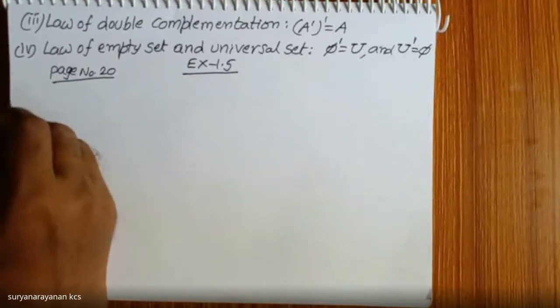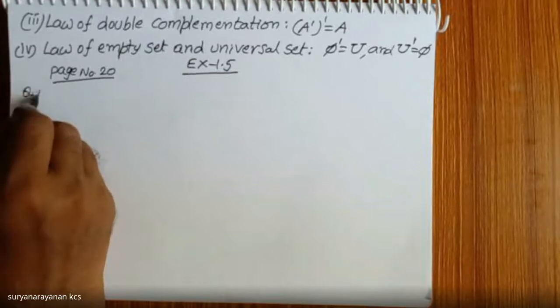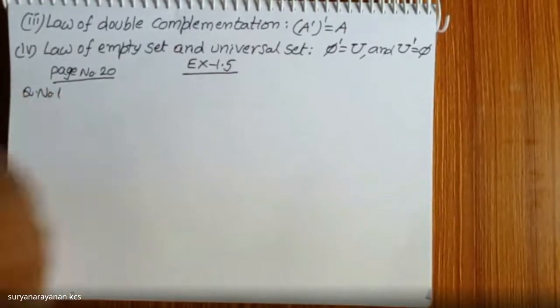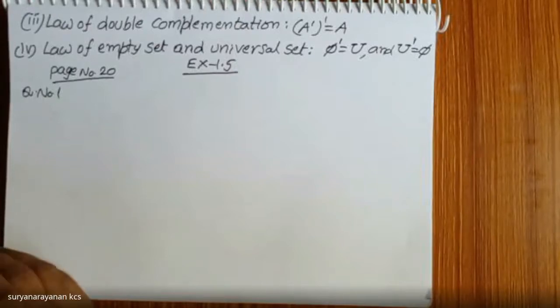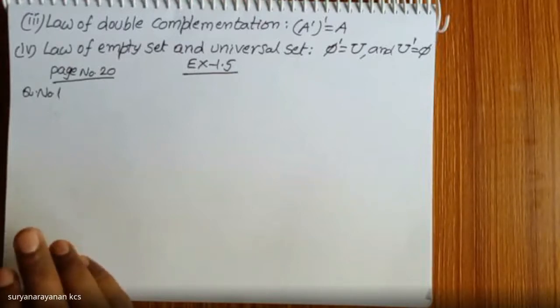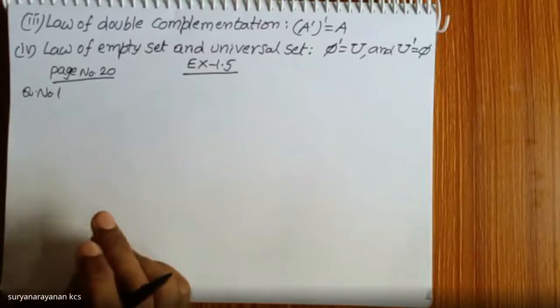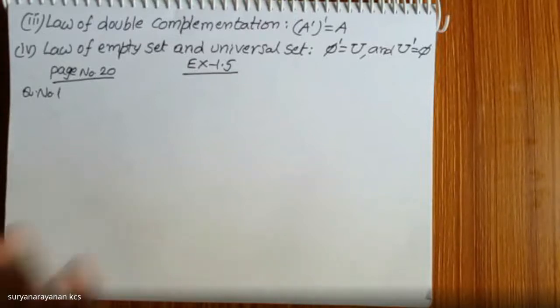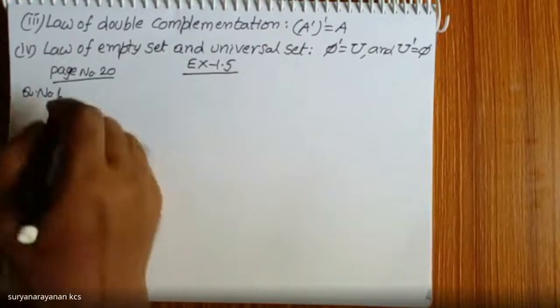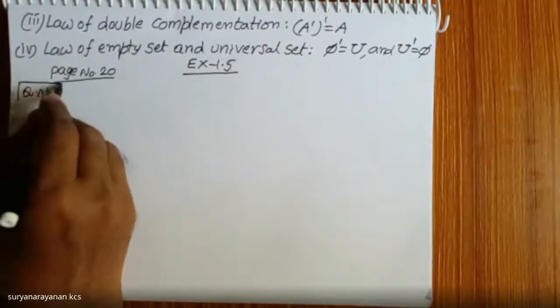Now come to the first question. Question number 1 on page number 20. See question number 1, my dear children. Very simple question. If you are perfect in the formula of complement of a set, the first question is very, very dead easy. See that first one.